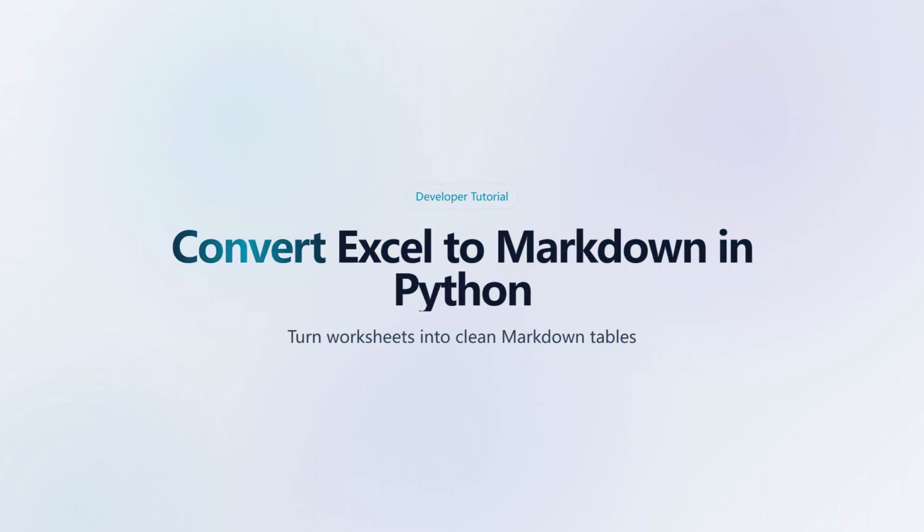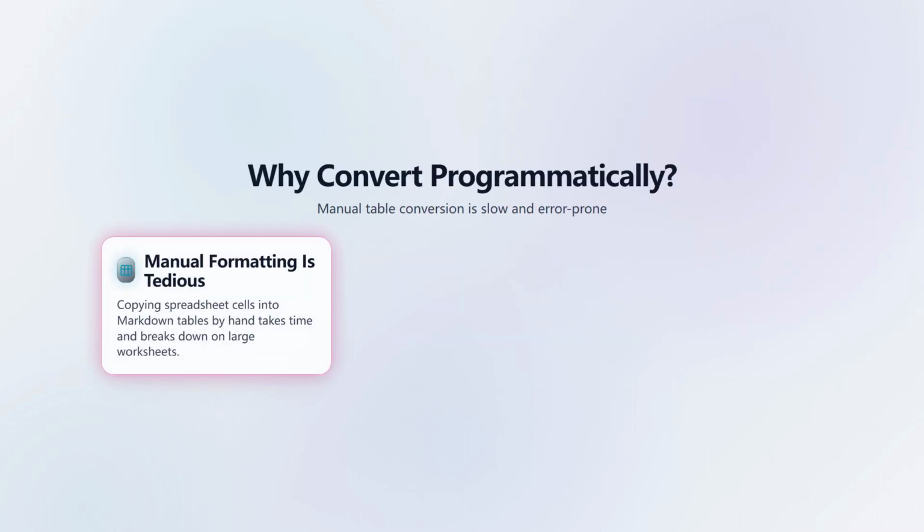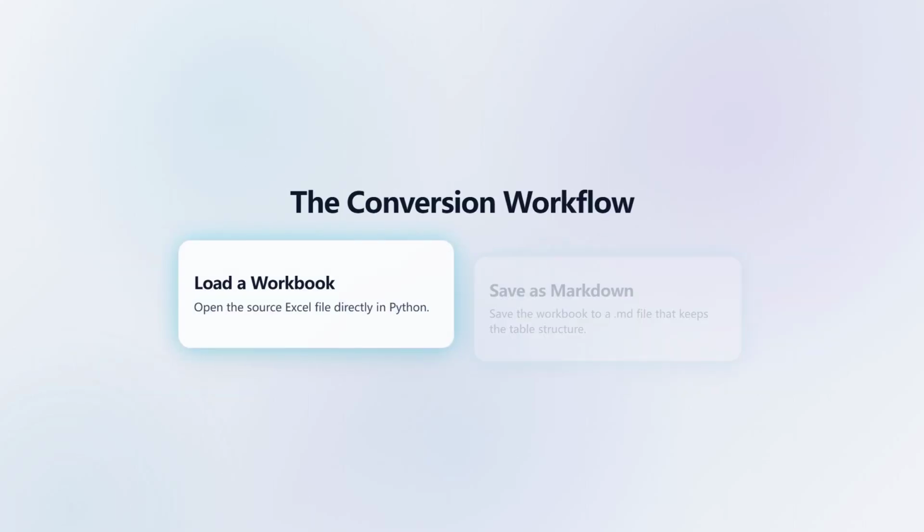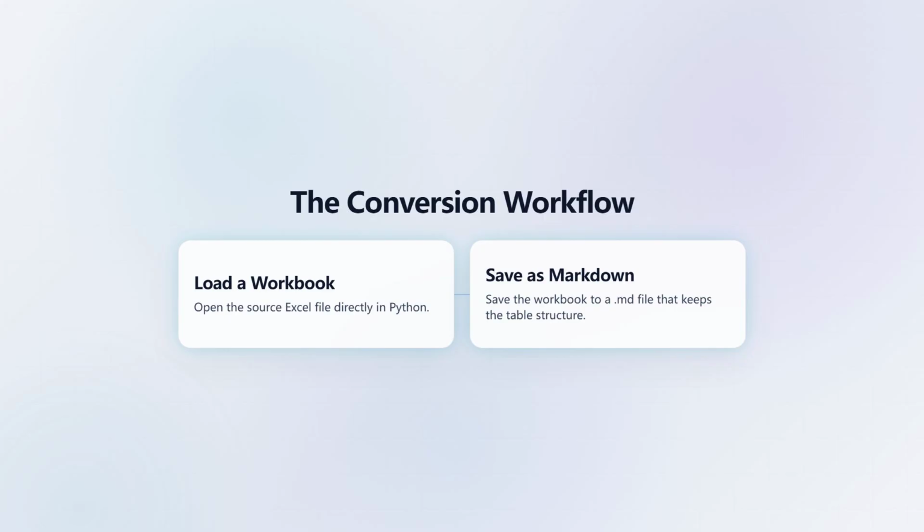In this guide, we'll convert an Excel workbook into a Markdown file using Python and Spire.XLS. Converting Excel data to Markdown by hand is tedious, error-prone, and does not scale. Doing it in code gives you consistent, repeatable results. The workflow has 2 steps. Load the Excel workbook, then save it directly as a Markdown file.